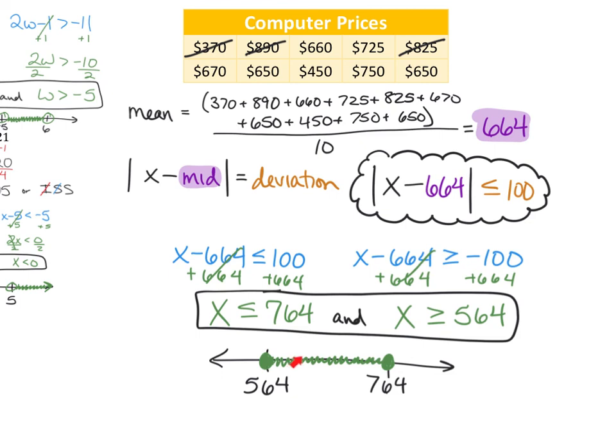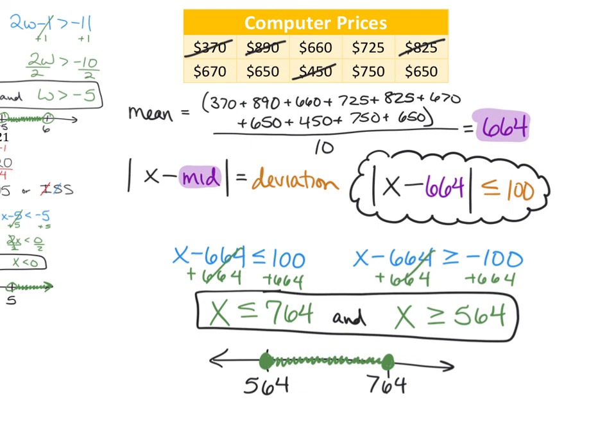Yeah. 670, is that in the colored in part or the blank part? Colored. So that one's allowed to be there. That's a good computer for me to look at. How about 650? Maybe. How about 450? No, outside of the range. How about 750? Maybe. How about 650? Maybe.